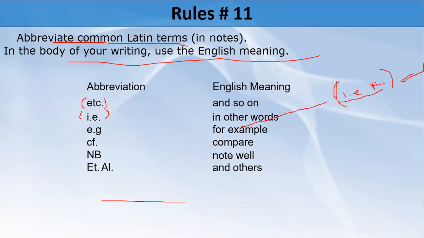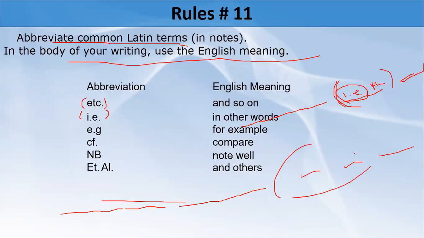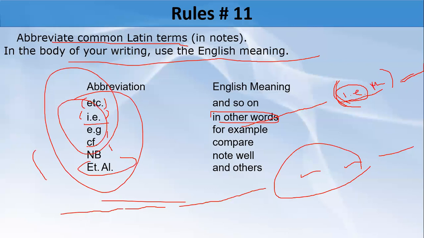So if you want to write such abbreviations in parentheses, then we may go for the abbreviated form. Otherwise, we must go for the original form, the English meaning. Like the dominant party of Pakistan nowadays, that is PTI. So I should write the full form, that is. Or I may write in other words, for some other examples. But do not write IE, ETC, EG, CF, or NB, ETL, without parentheses. When we want to write these things in parentheses, only then we may go for this abbreviated form.